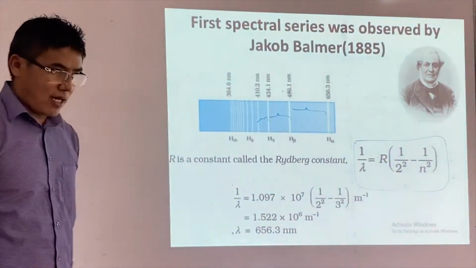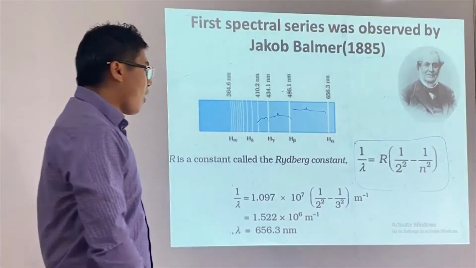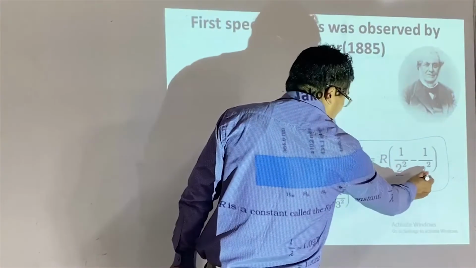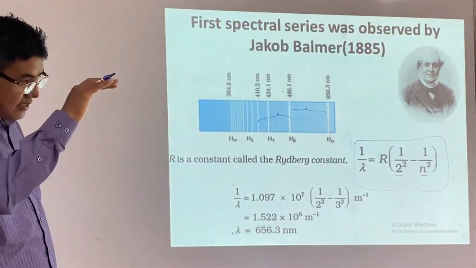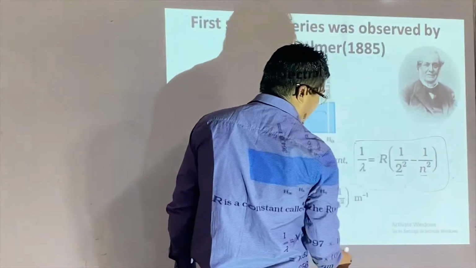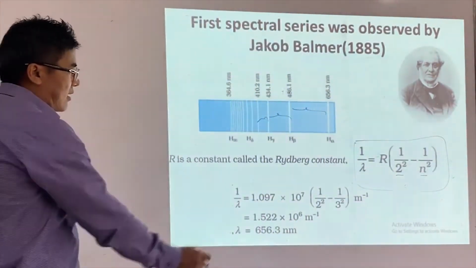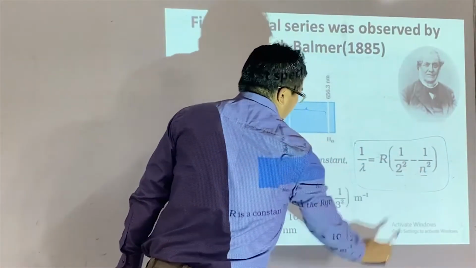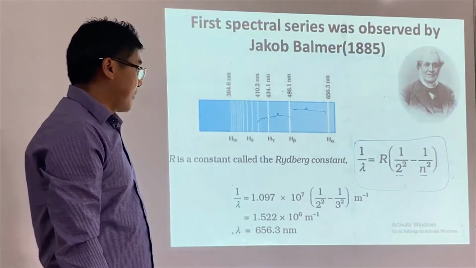1 by lambda is equal to R, and R is called the Rydberg constant. Then one by this, these are the spectral lines, these are the energy levels. This is the second level and this is the nth level, right? Look at here, so this was formed by Balmer, right?